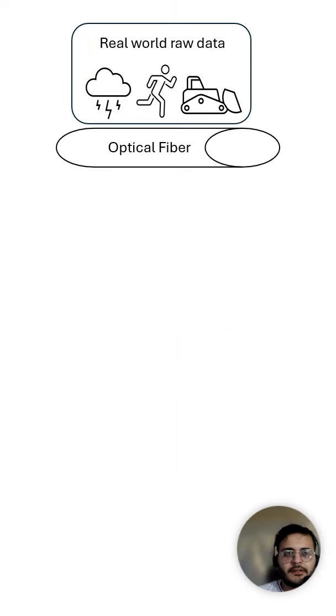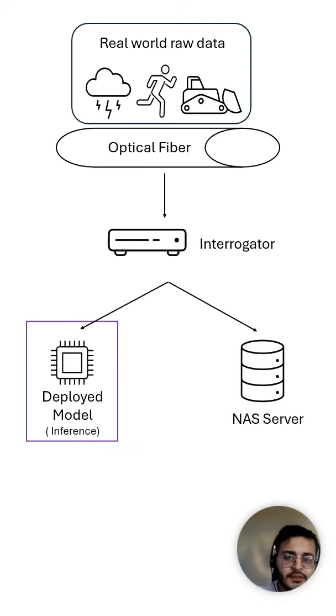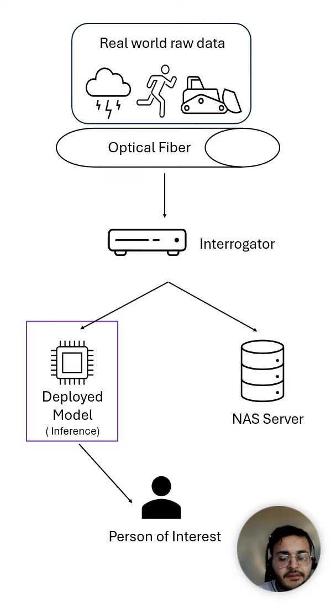Talking about inference, you have your optical fibers laid out, and you have your DAS integrator or any kind of integrator which is taking the data from the optical fibers. The data from this fiber goes to two places. One is the NAS server, that's the storage, and it can also go directly to the deployed model, which would give you the location of, for example, drilling in real time, and we can build systems to alert the person of interest in these cases.